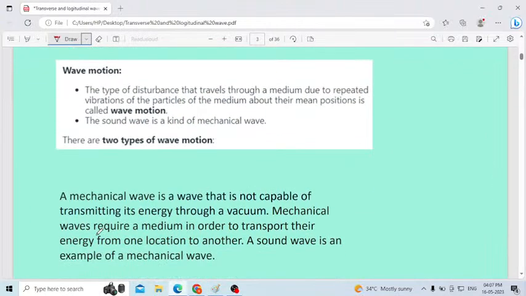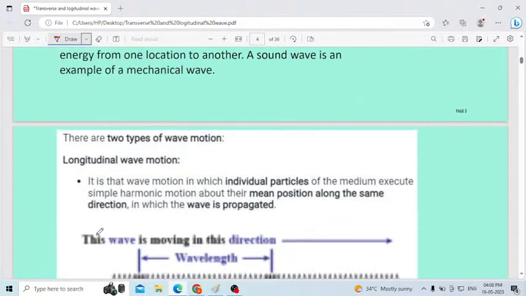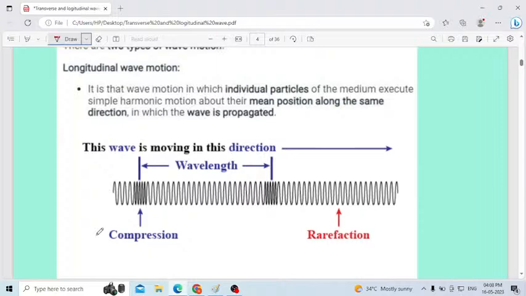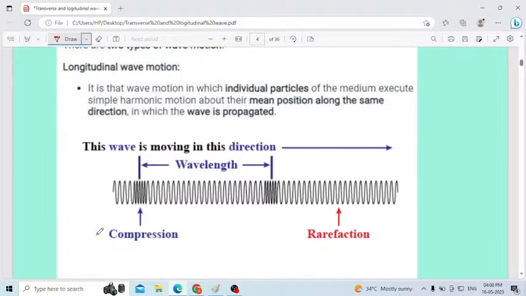Yesterday I explained everything. What is meant by wave motion? Wave motion is a disturbance that travels through a medium due to repeated vibration of the particles of the medium about their mean position. There are two types of wave motion: longitudinal waves and transverse waves. In a longitudinal wave, the particles vibrate back and forth in the same direction as the wave motion. Therefore, sound wave is a longitudinal wave.